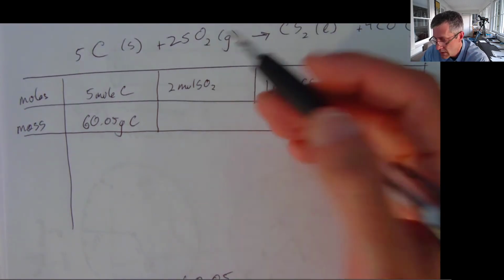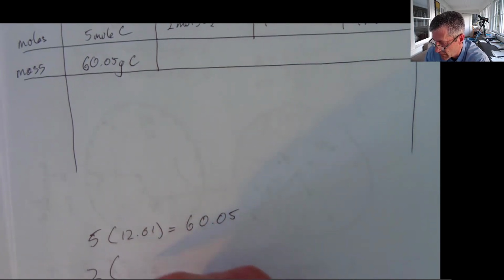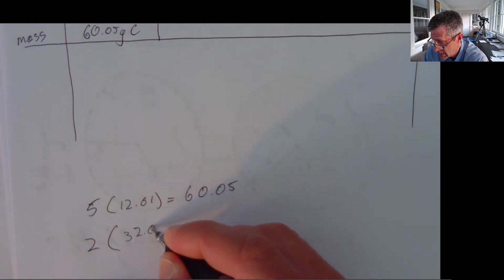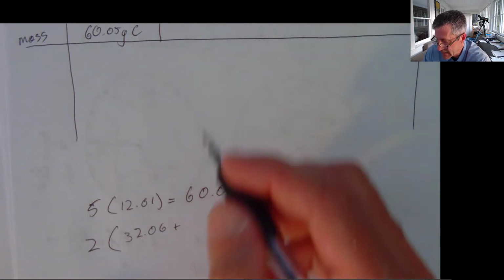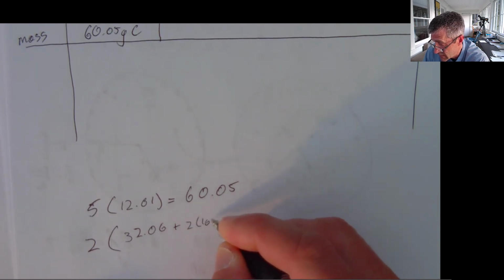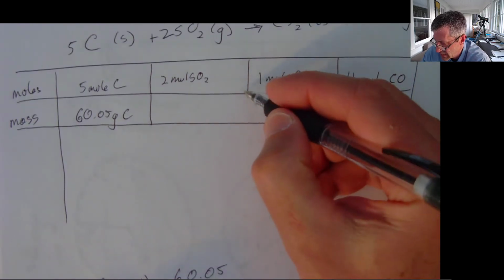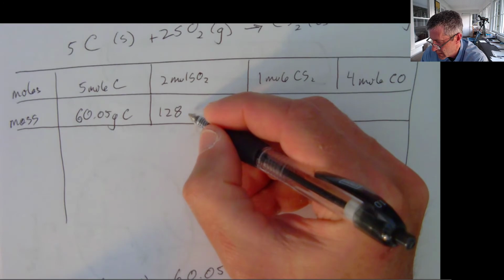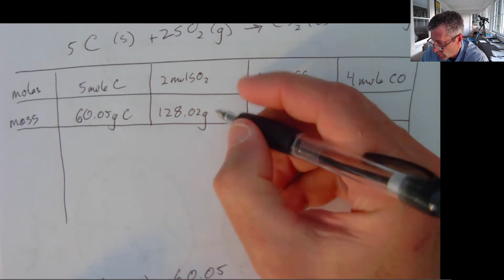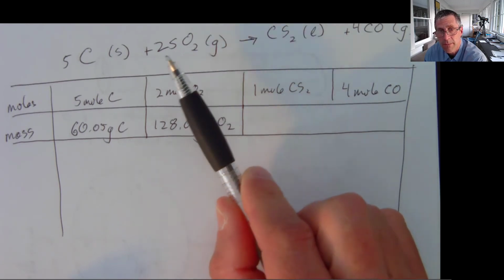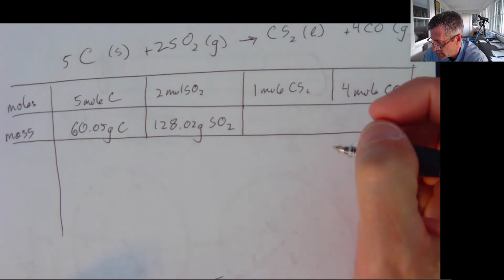Second one is SO2. So I'm going to do the same thing. So I'm going to have 2 moles of all of this stuff. So I'm going to have sulfur, which is 32.06, plus oxygen, and I have 2 oxygens, so 2 times 16.00. I want to be careful. So each SO2 is going to be something like 64, but together that's going to be 128. So I need 2 of those SO2 molecules. So I'm going to add this up to have 128.02 grams of SO2. Again, I'm going to be careful. So the molar mass of SO2 is 64, and the molar mass of 2 of those is going to be twice that.